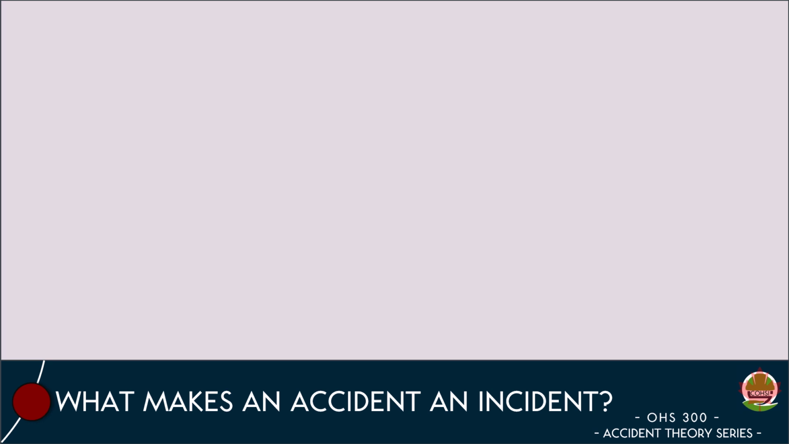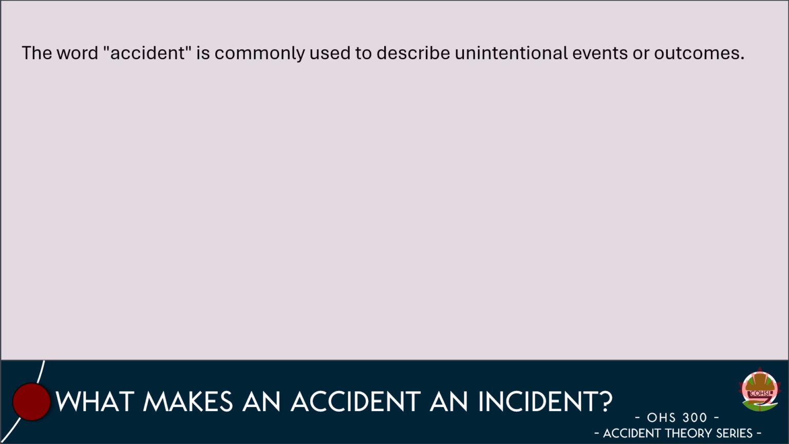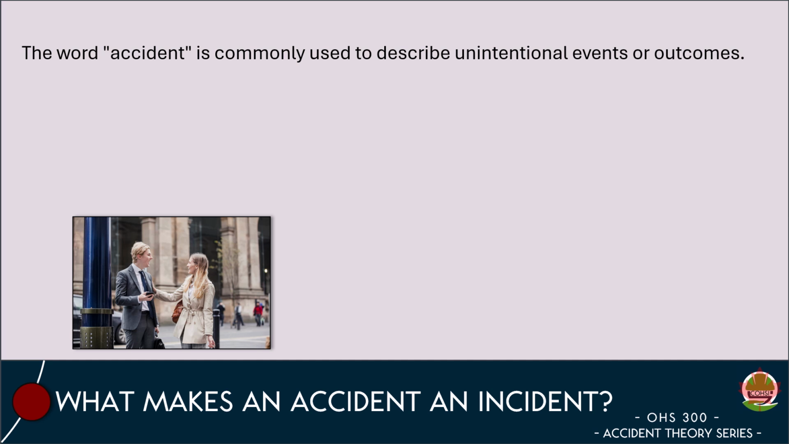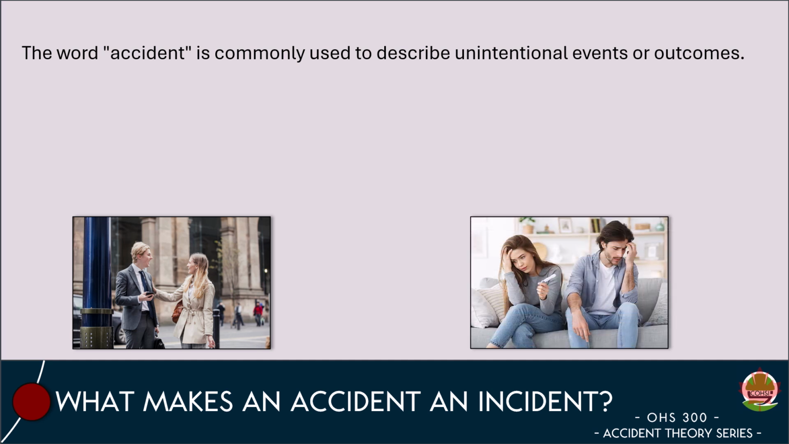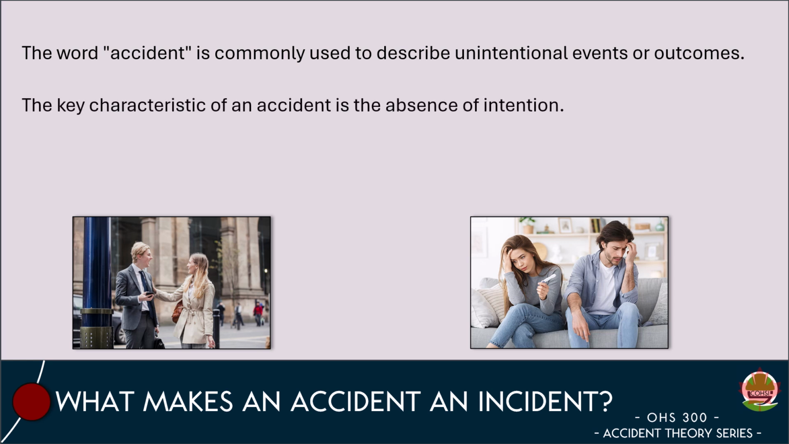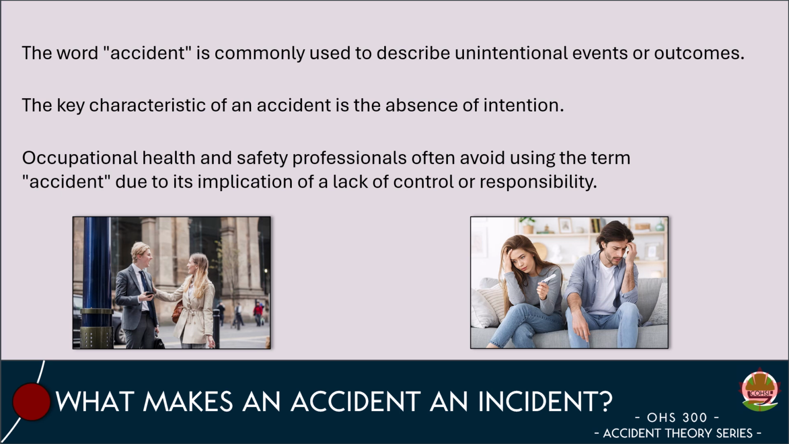The word accident is commonly used in everyday language to describe events or outcomes that occur unintentionally rather than because of deliberate planning. For example, someone might accidentally run into an old friend or experience an accidental pregnancy, both situations that happened without conscious intent. At its core, the defining characteristic of an accident is that the event occurred without intention. This lack of intentionality is one of the main reasons occupational health and safety professionals often avoid using the term accident in professional settings.